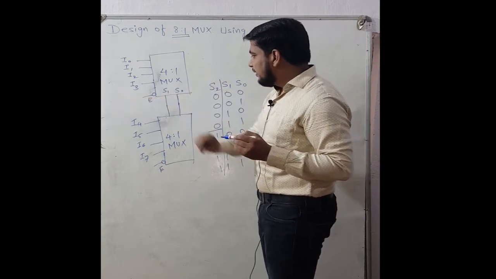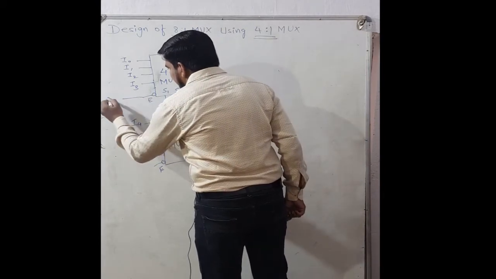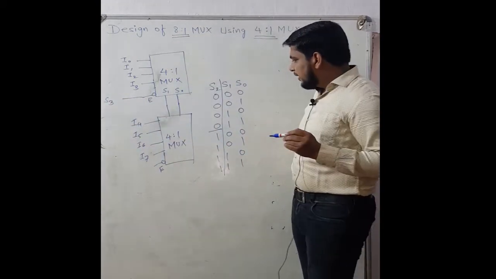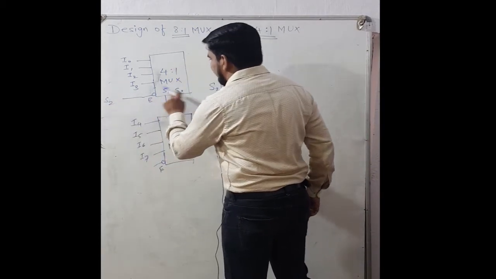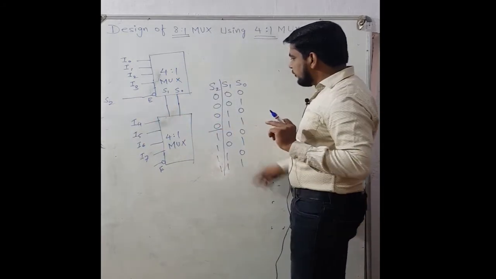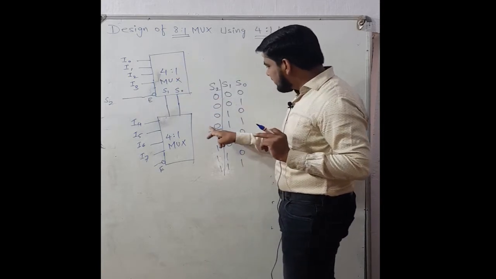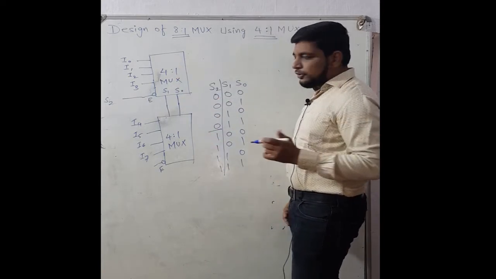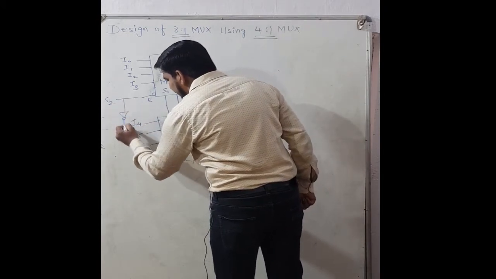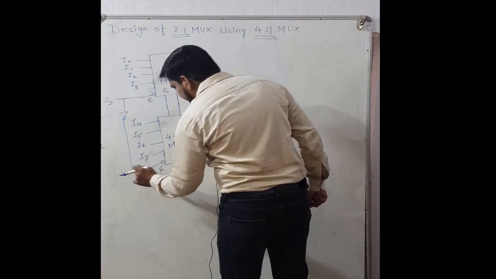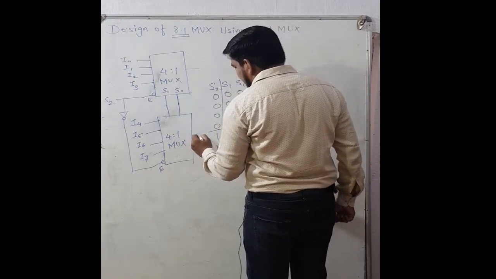So, one logic we can construct here: we have 3 select lines, S0, S1 we have already used, this is S2. S2 is 0 for 4 times. So, whenever we need to enable the first IC, S2 will be 0, and then 1 for 4 times. So, this S2 will be inverted with the help of a NOT gate and applied to the second IC.